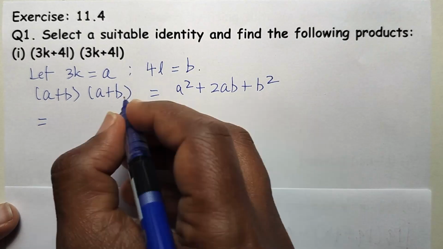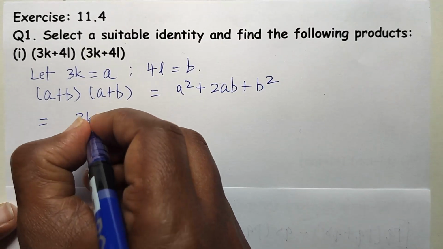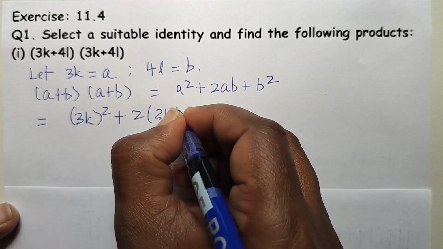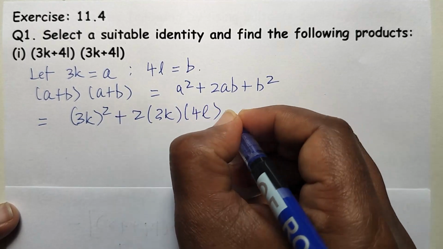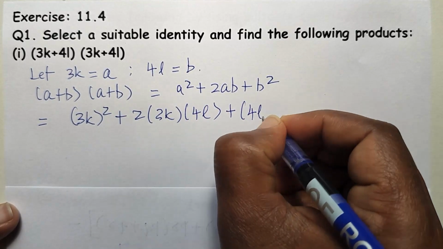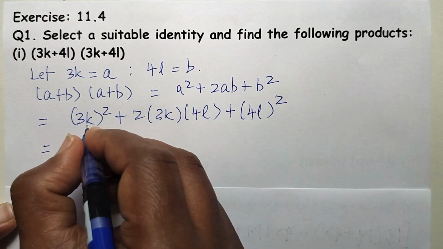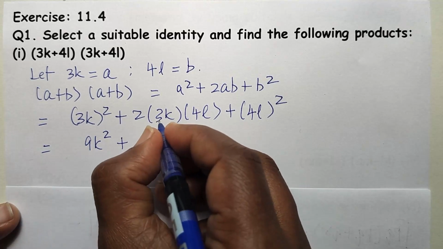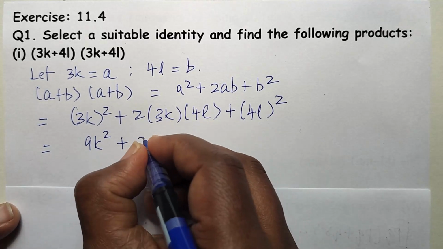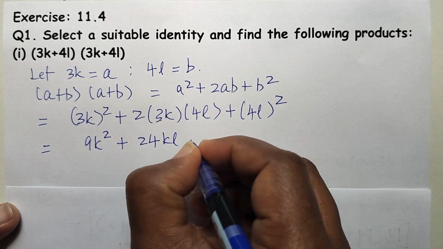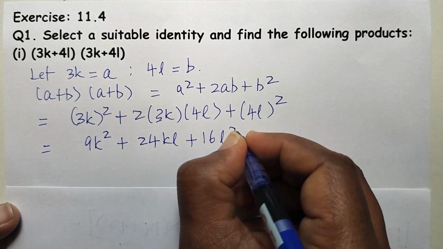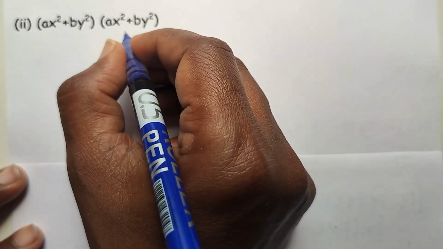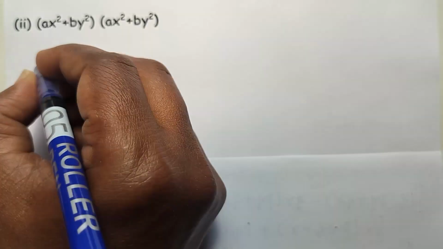So what is a here? 3k. That means (3k) whole square plus 2 into 3k, b is 4l, plus b is 4l whole square here. So 3k square will be 9k square plus 2 into 3 into 4, which will be 24kl plus 16l square here.